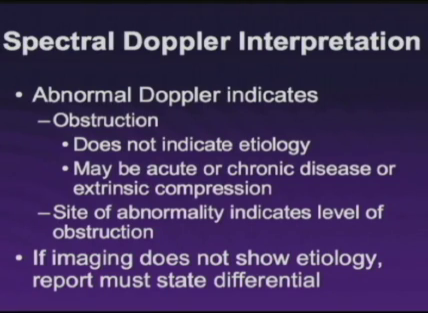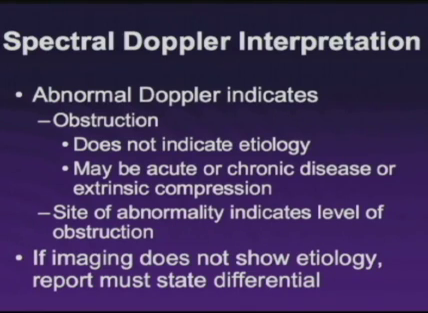The site of the abnormality indicates the level of obstruction. So for instance, if all of your veins, the innominate bilaterally, subclavians, and jugulars, are all showing blunting, then the obstruction is at the level of the superior vena cava. If the innominate on one side is normal and the innominate on the other is blunted, the obstruction is at the level of the innominate on the affected side.